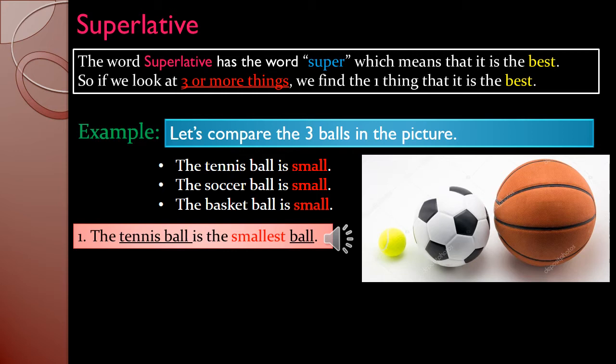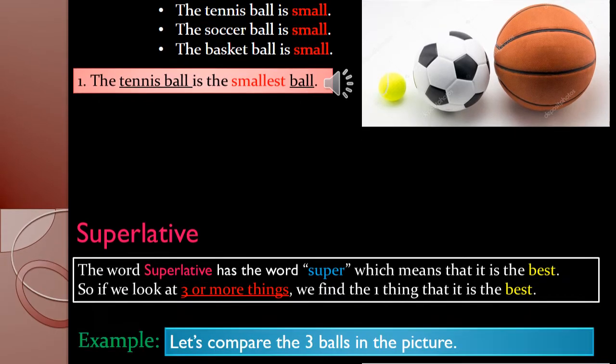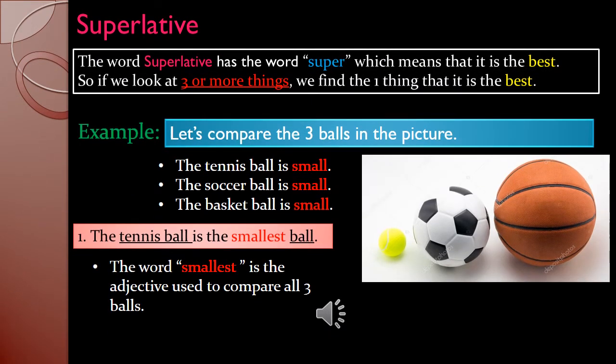Even if we look at the tennis ball, the soccer ball, and the basketball, the smallest one, which means there's not any ball that is smaller than him, is the tennis ball. In our sentence, we have tennis ball and ball as our nouns, but it refers to all of the balls in the picture. And in our sentence, the word smallest is the adjective used to compare all three balls.